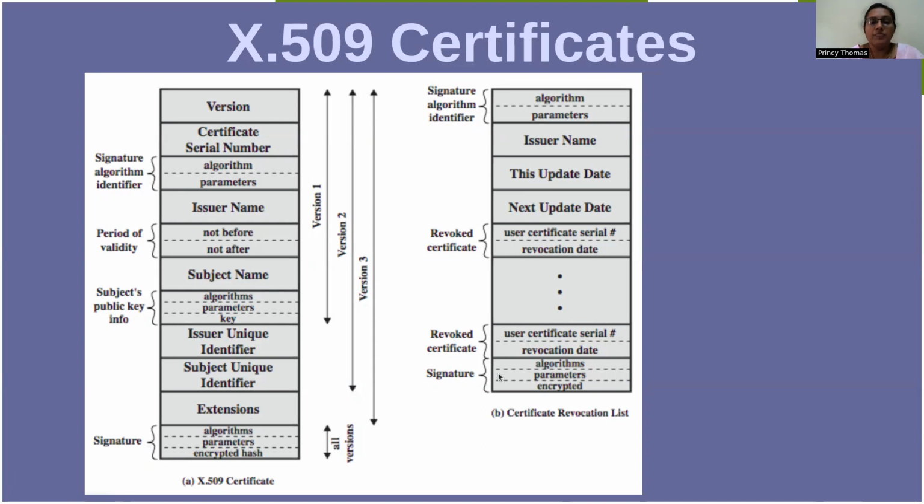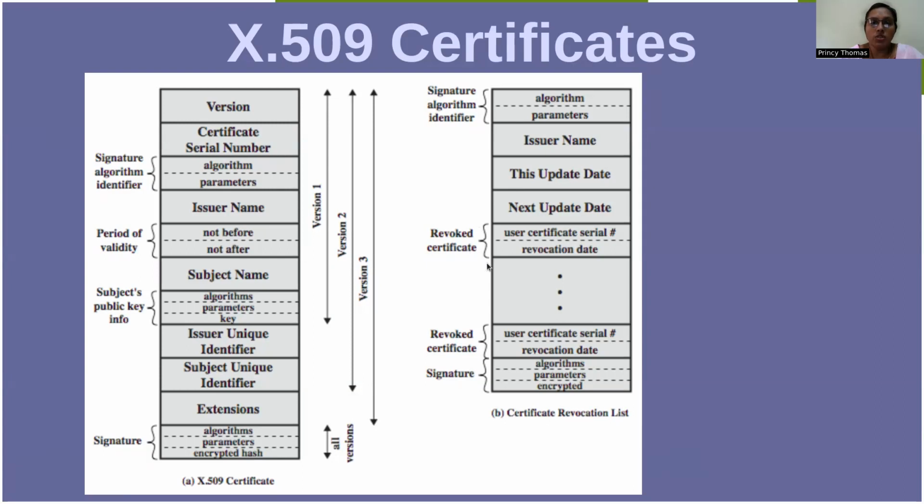If a certificate is revoked, there is a revocation list. The revocation list is maintained in this particular format. There is a signature algorithm identifier, so the algorithm and parameters will be there. The issuer name will be there, along with this update date and the next update date.